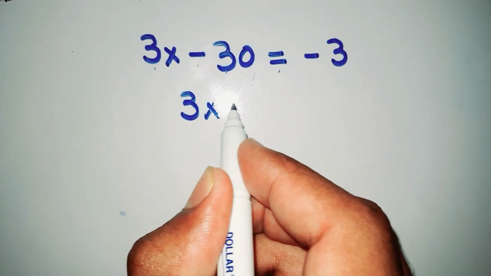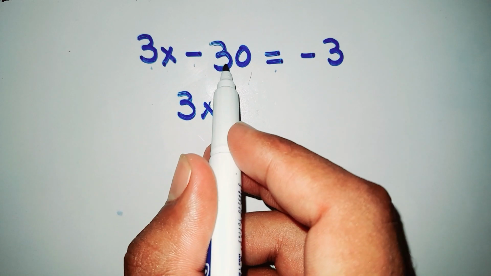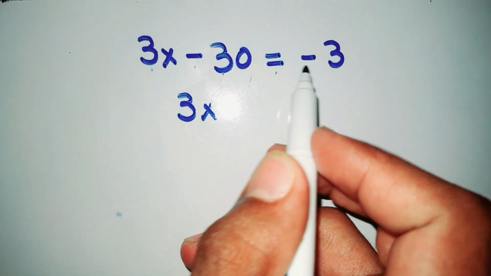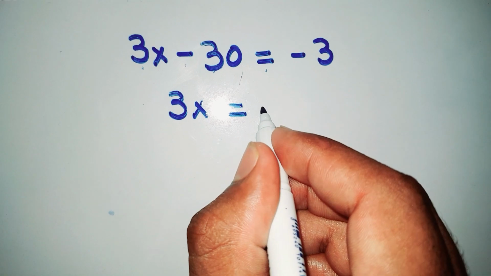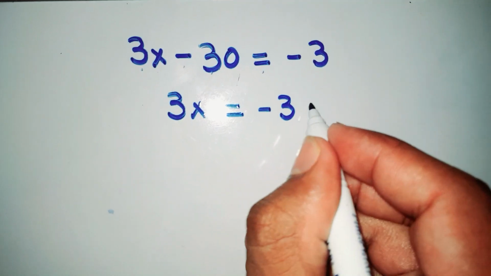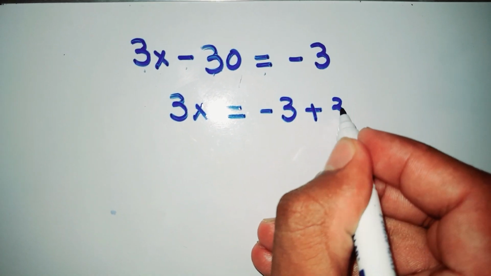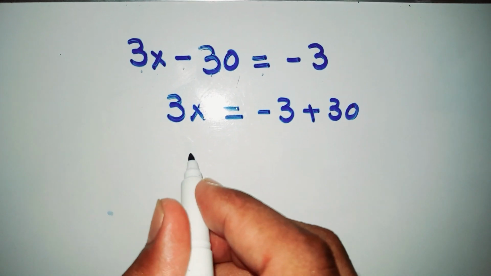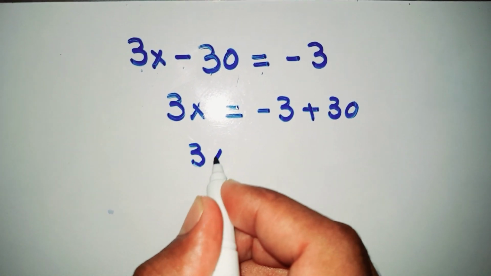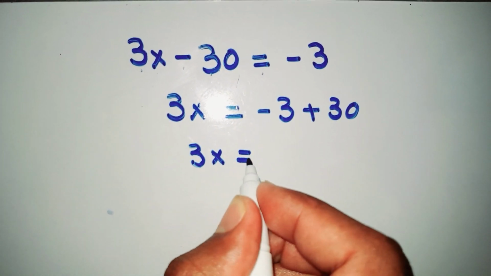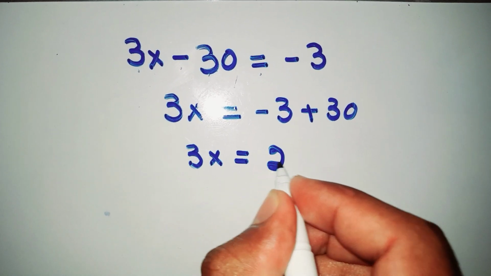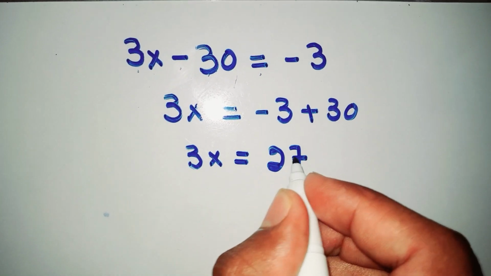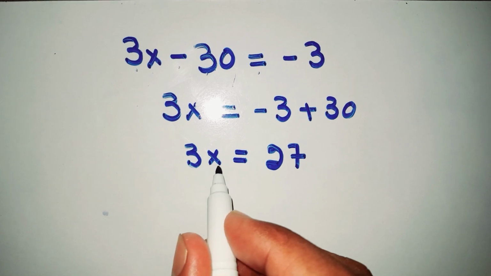3x minus 3, we change minus 30 on the other side of equal, it becomes plus 30. So we write equal minus 3 plus 30. So now here we write 3x is equal to minus 30 plus 30 is equal to 27. So now here 3 is multiplied by x.